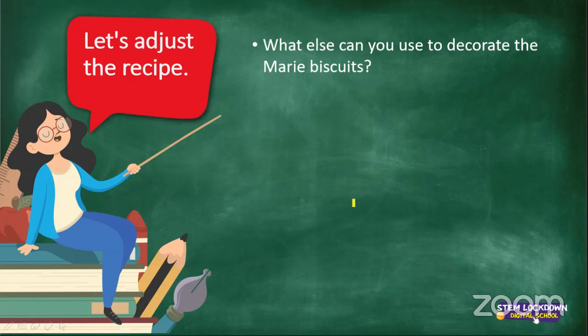Ice cream might be hard unless you put the ice cream on right before you eat it. Ooh, in an ice cream cone, that's interesting. Sprinkles, yes, we can use sprinkles and jelly babies. Chocolate, custard. Remember, if you add anything that's a liquid or that can melt, like ice cream or custard, then you have to eat it immediately. Otherwise, the biscuits will become soft.